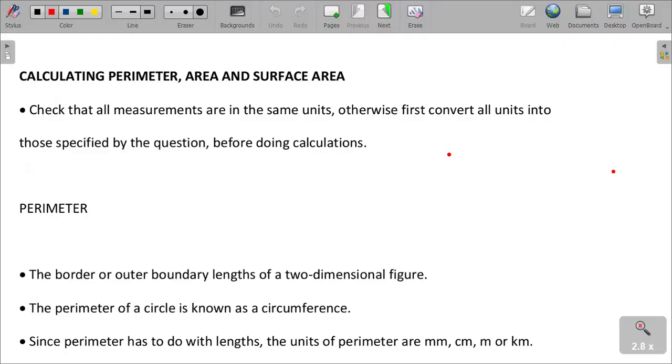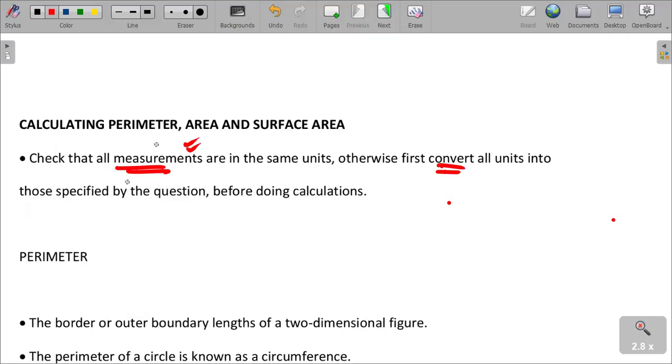Yes, class. So we are going to do calculations of perimeter, area and surface area. Most of the time, students, you need to note the measurements that are given in the questions you are going to work out. In some cases the units are not the same. So one of the most important things is to convert all units into those specified by the question.